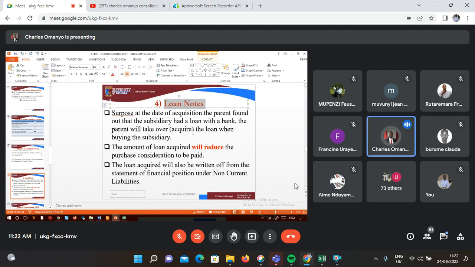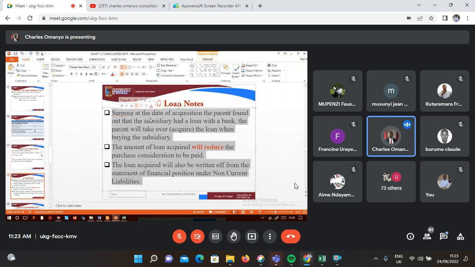So if the purchase consideration is 100 million and the subsidiary had a loan that you are taking over of 20 million, the amount of the loan that you are taking over will reduce the purchase consideration. So if the purchase consideration was 100 million, the amount you are taking over as a loan of 20 million reduces it to 80 million. That is what I've tried to explain here.